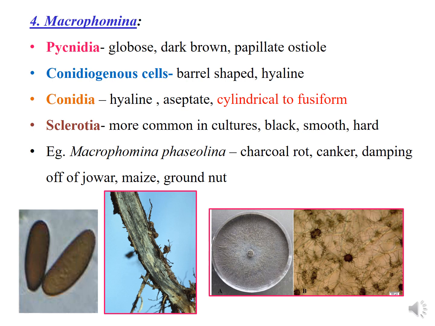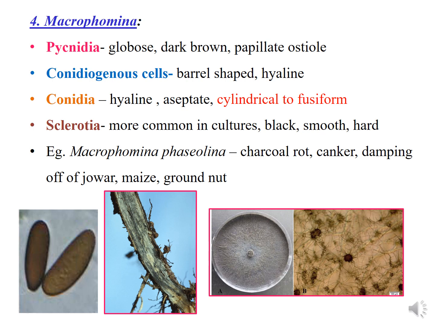And coming to Macrophomina, Macrophomina is the most important pathogen which causes the common disease charcoal rot in many crops. Macrophomina pycnidia are globose and dark brown, and they also have a papillate ostiole, that is, they have an opening. Conidiogenous cells are barrel shaped and hyaline. Conidia are also hyaline, aseptate, cylindrical to fusiform in shape.